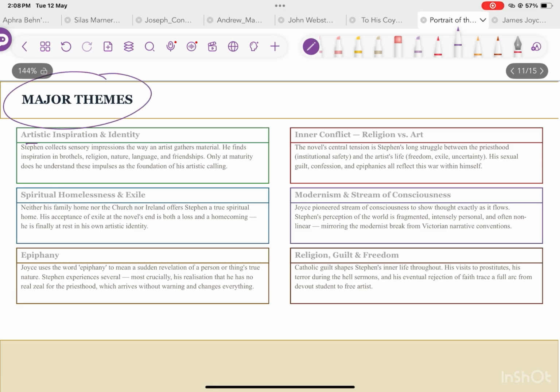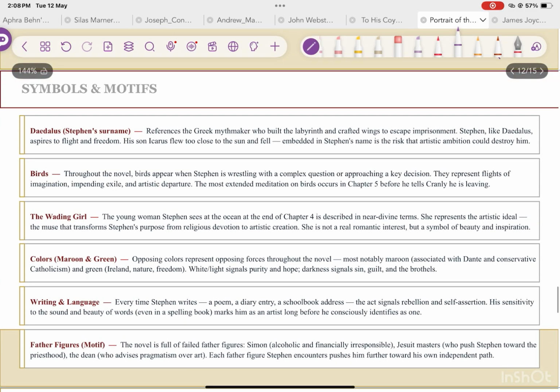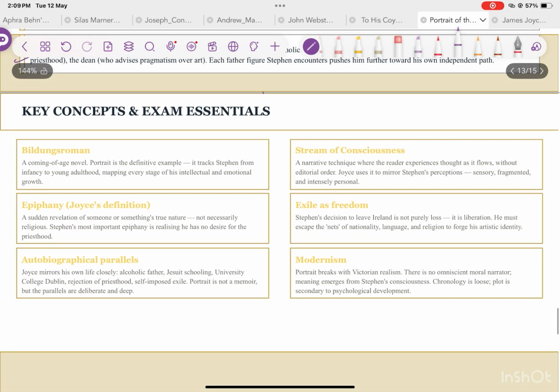And the major themes: artistic inspiration and identity, inner conflict, spiritual homelessness and exile, modernism and stream of consciousness, religious guilt and freedom, and epiphany, the realization in the last part of the chapter. You will get to know about the symbols. You just take a screenshot of this and you will read it. There is nothing to explain. And key concepts for the exam.